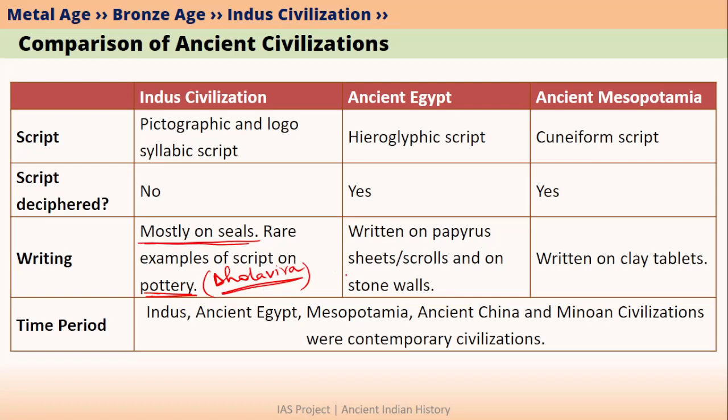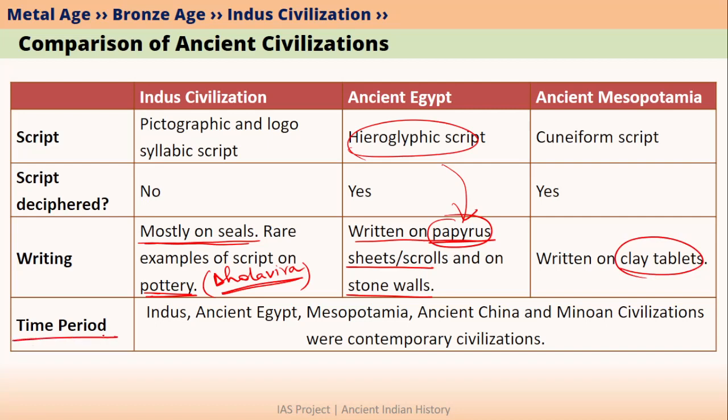If we talk about ancient Egyptian civilization, these people wrote on papyrus sheets or papyrus scrolls. Papyrus is basically a plant from which paper can be made. So these people made sheets or scrolls from papyrus plant and they wrote the hieroglyphic script on these papyrus scrolls. Moreover, these people also wrote on stone walls. Whereas ancient Mesopotamian people mainly wrote on clay tablets.